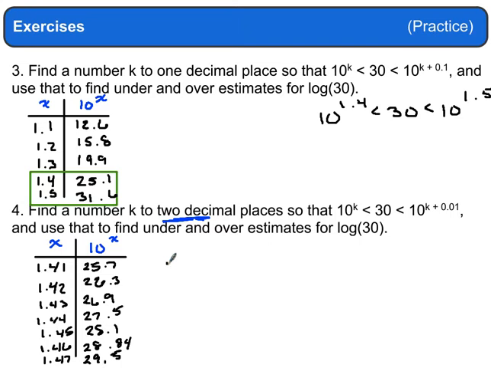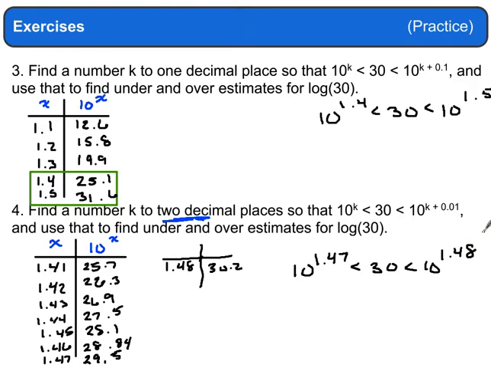And I'll just put right here, if we did 1.48, we would get 30.2. So we've passed up 30. So what does that tell us? That if we were going 2 places behind the decimal, then 10 to the 1.47 would be less than 30, and 10 to the 1.48 would be just above 30.